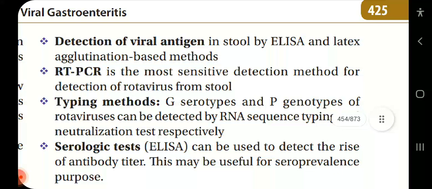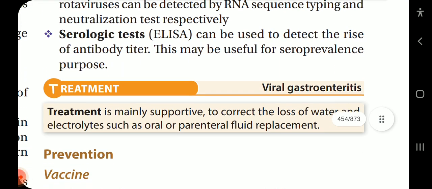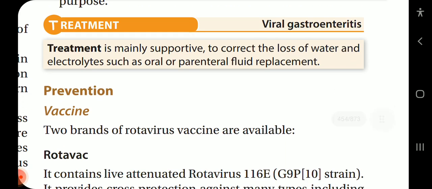Detection of viral antigen in stool is done by ELISA and latex agglutination based methods. RT-PCR is the most sensitive method for detection of rotavirus from stool. Typing methods: G serotype and P genotype of rotavirus can be detected by neutralization test and RNA sequence typing respectively. Serologic test: ELISA can be used to detect the rise of antibody titer. This may be useful for seroprevalence purposes. Treatment is mainly supportive, to correct the loss of water and electrolytes, such as oral or parenteral fluid replacement.